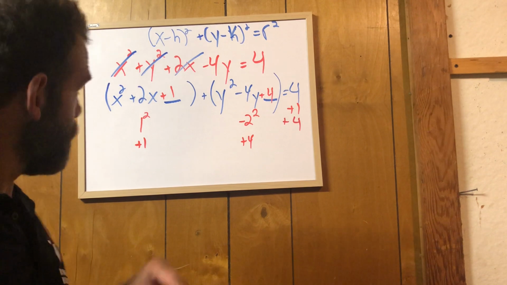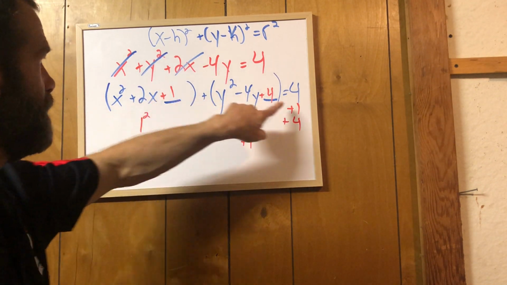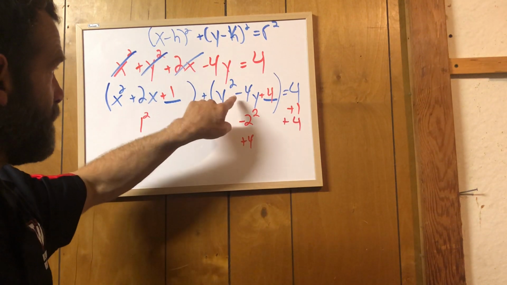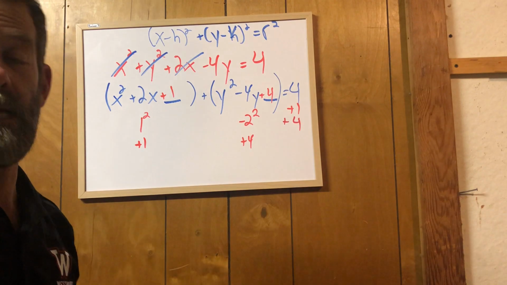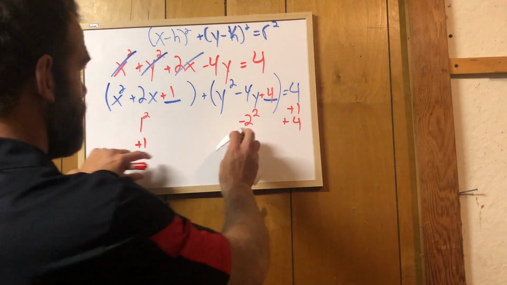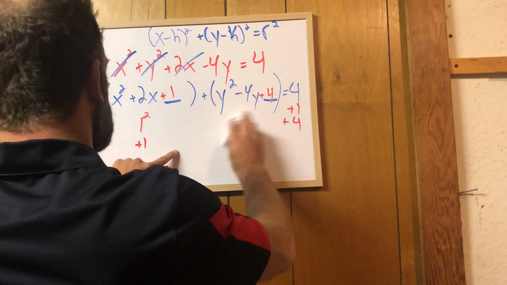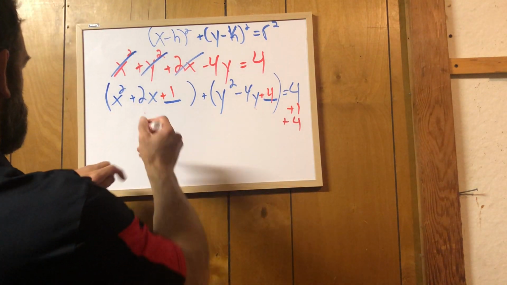Let me reiterate what I did. I took half of 2, which is 1, squared, which is positive 1, added that to both sides. Half of negative 4, which is negative 2, squared, which is positive 4, and added that to both sides. Same thing as I just did a couple minutes ago, just when I had a quadratic. It's all the same thing. Okay, and then remember with the quadratic, we factored this.